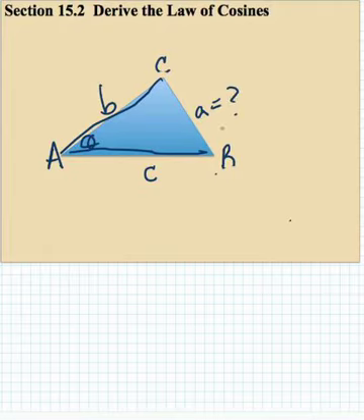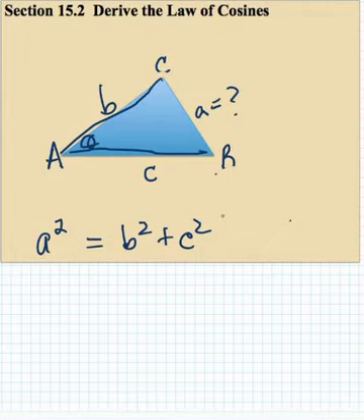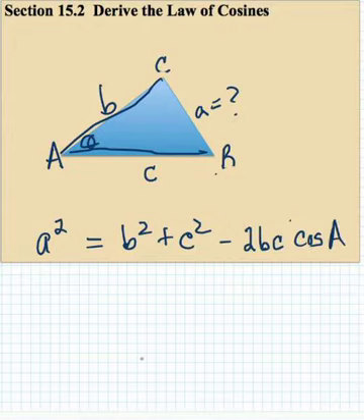Now this time I want to find A. A equals what? I don't know A. So A is what I'm looking for, and you just always remember, it's kind of Pythagorean. A squared equals B squared plus C squared. You could always do that. Just remember to subtract off this little bit. Subtract off twice BC cosine of the included angle, the angle between the two sides, cosine of A.